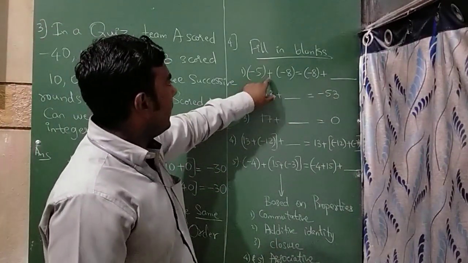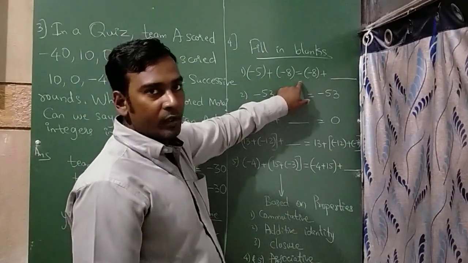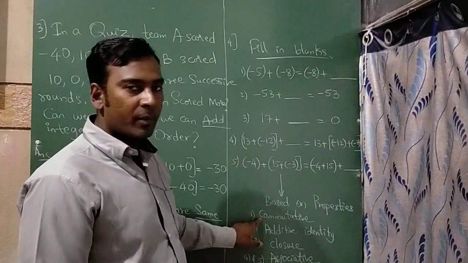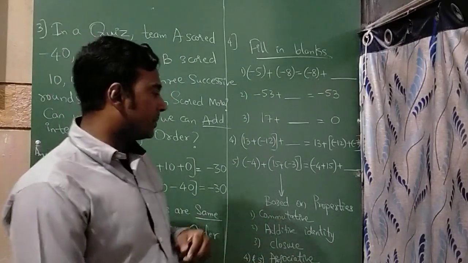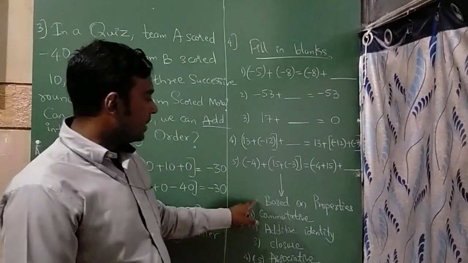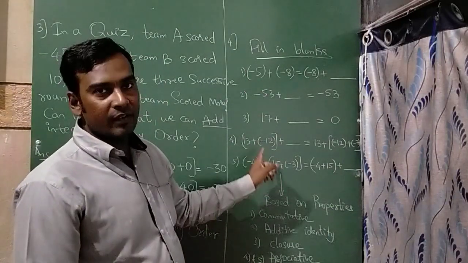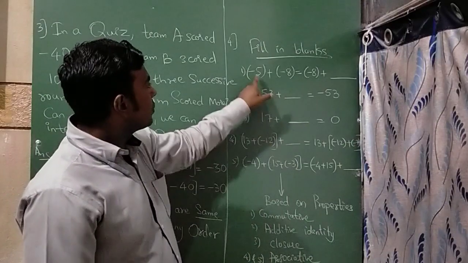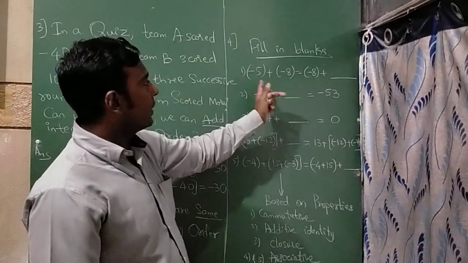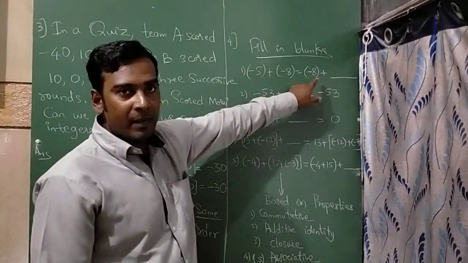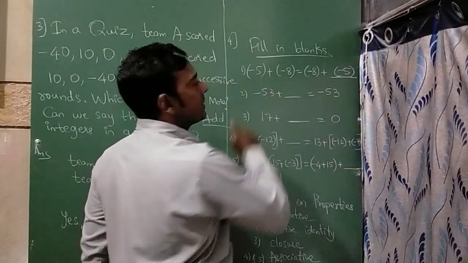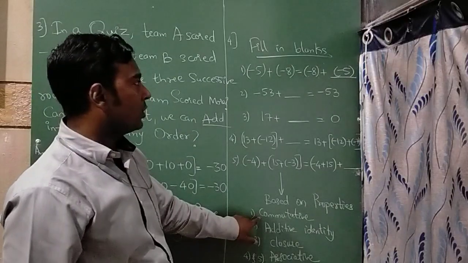Minus 5 plus minus 8 is equal to minus 5 plus dash. So this is the commutative property. At the starting I have explained all the properties, so based on the properties, these are the fill in the blanks. The first one is the commutative property. So minus 5 plus 8, if you reverse this, it is minus 8 plus minus 5. The answer is here itself. So it is the commutative property.